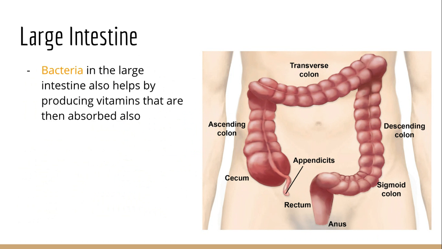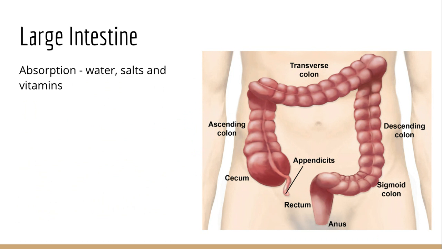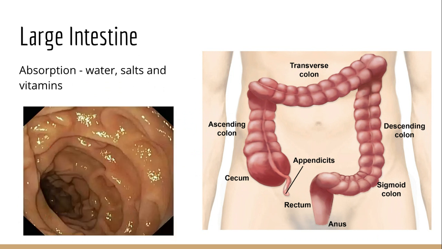Our large intestine is also full of bacteria, which is super important because it does a lot of production of vitamins, and those vitamins are then absorbed by us. So not only should you take a multivitamin every day to help increase the amount of vitamins, but your body actually naturally makes them as well. So there are my little bacteria friends. Again, what is it doing? It's absorbing water, salts, and vitamins. That's what the inside of the large intestine looks like.